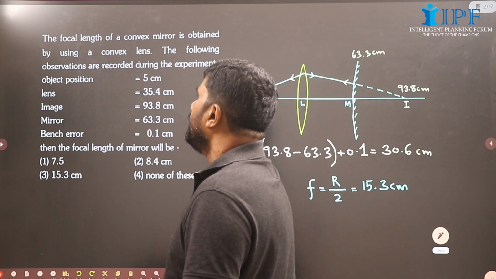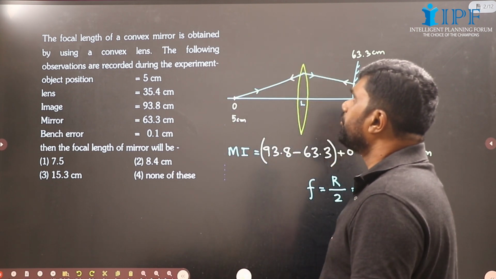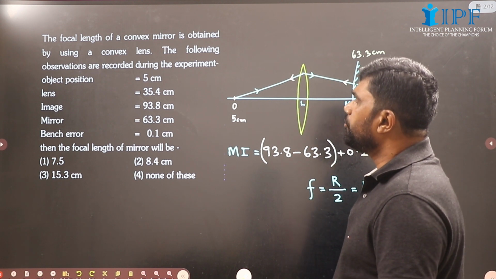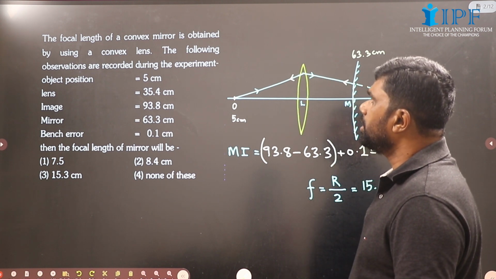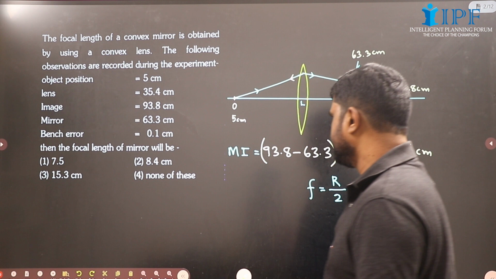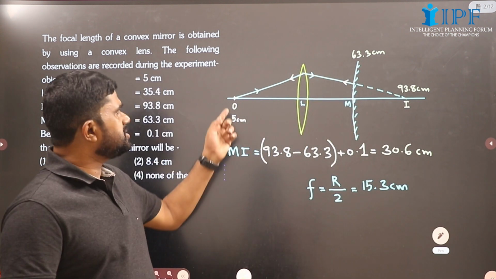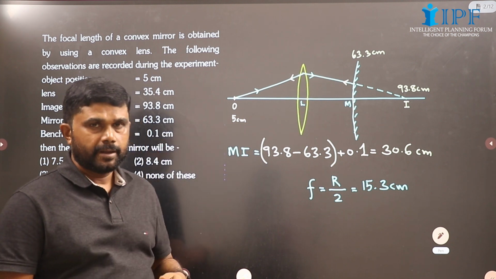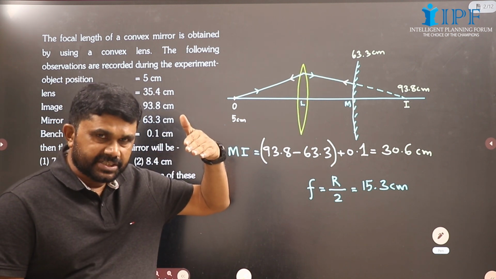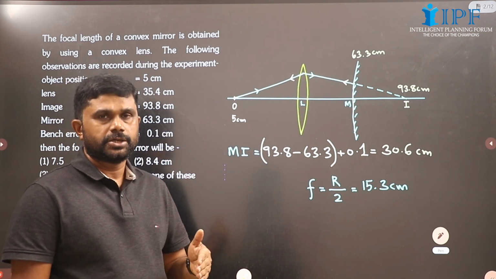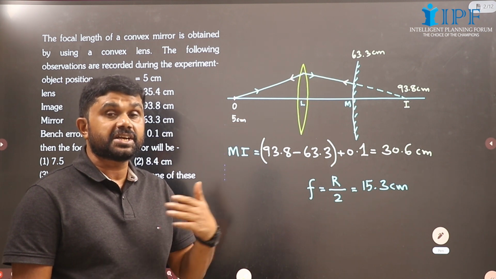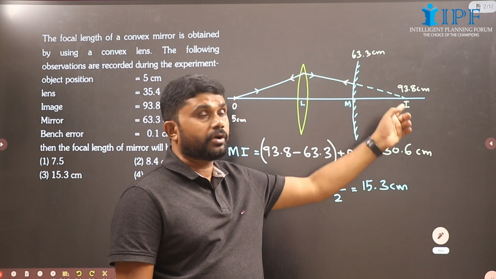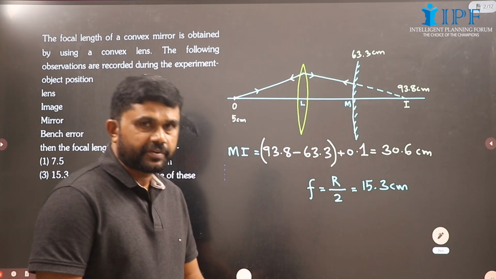Okay. Now the focal length of a convex mirror is obtained by using a convex lens. The following observations are recorded during the experiments. Now see, this is a ray of light incident normally on the mirror. Normally means it is incident radially on the mirror. So after reflection it will retrace its path. So this distance must be equal to the radius, or it is the radius of curvature.